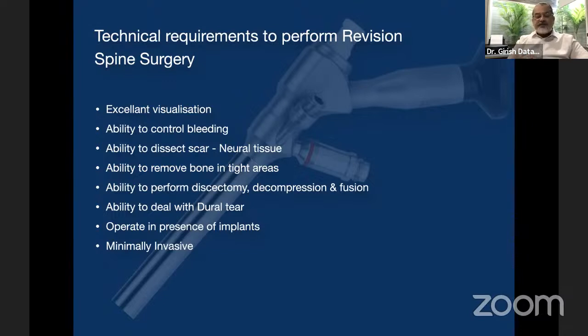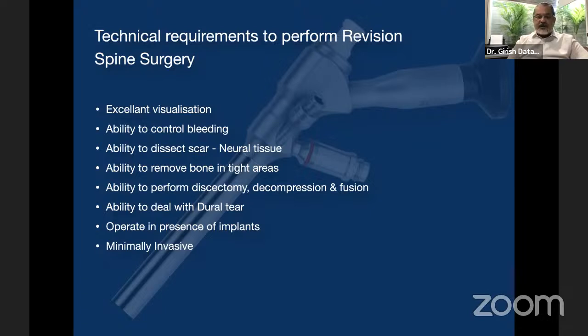So when you have just a recurrent disc, you need to do just a discectomy. For stenosis, you need decompression. And for instability, in a case of revision, you will require a fusion. Now, we also need to have an ability to manage our complications, and the commonest of them is a dural injury during our redo cases because of the scarring that happens after the surgery.